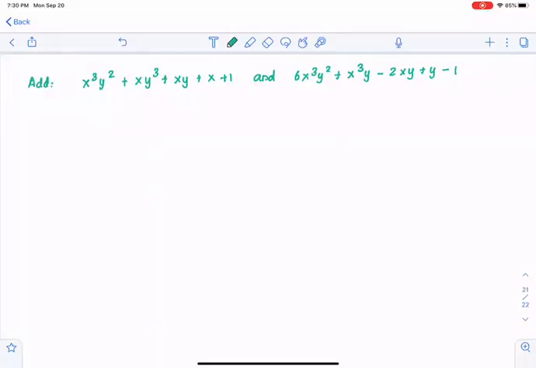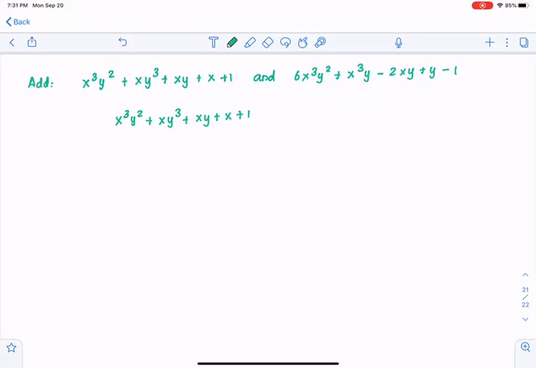So here we have two polynomials, and it looks like both of them have the same number of terms. So it doesn't matter which one you put first and which one you put as the second polynomial. So I'm going to start with the first one, x cubed y squared plus xy cubed plus xy plus x plus 1.